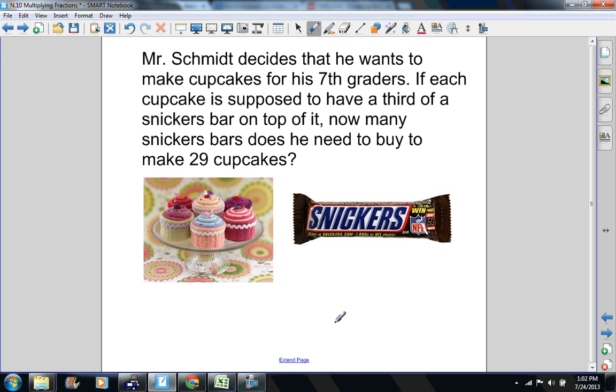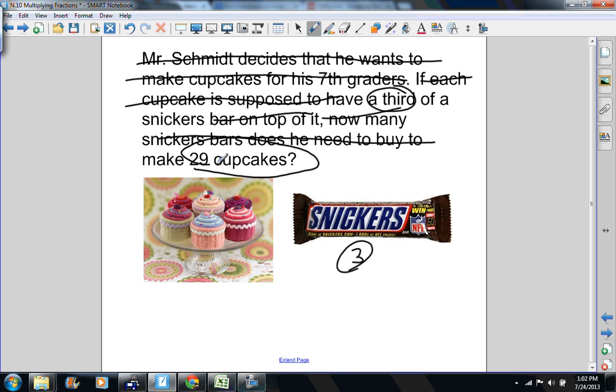Mr. Schmidt decides that he wants to make cupcakes for his 7th graders. If each cupcake is supposed to have a third of a Snickers bar on top of it, how many Snickers bars does he need to buy to make 29 cupcakes? So, each cupcake will have 1/3 of a Snickers bar. So that means that there will be 3 cupcakes for 1 Snickers bar. So I'm going to cross out the junk. So I get 1/3 and 29 cupcakes. So all of a sudden that really long problem is broken down pretty far.